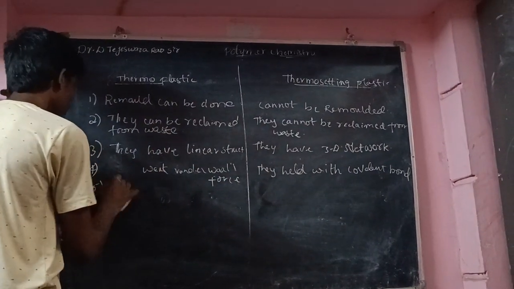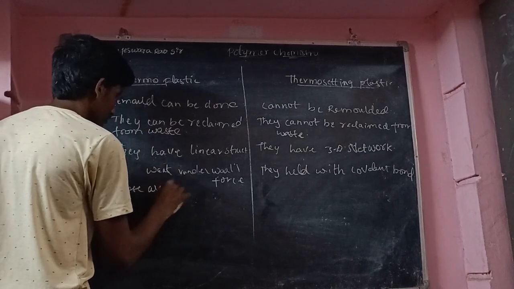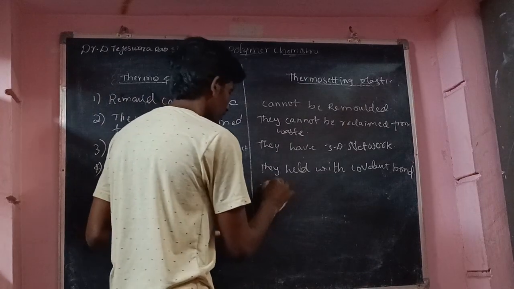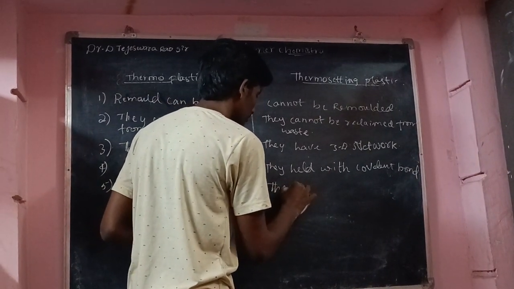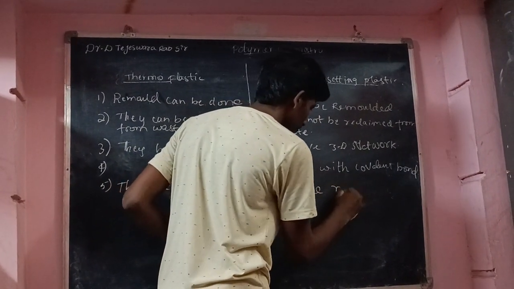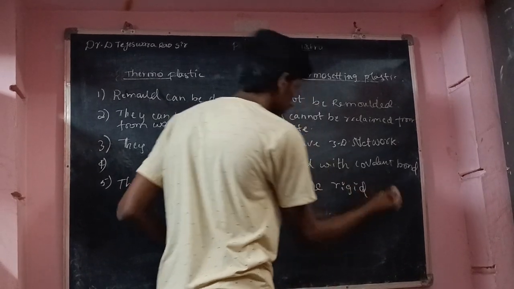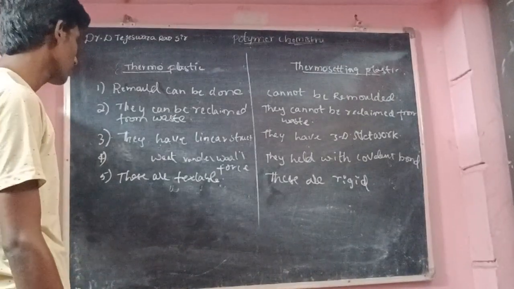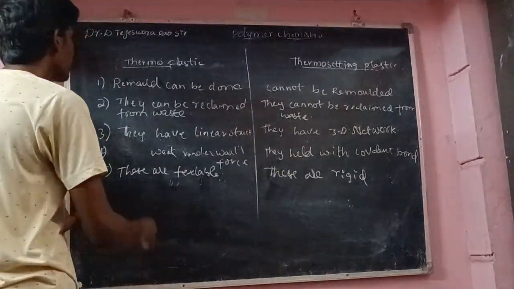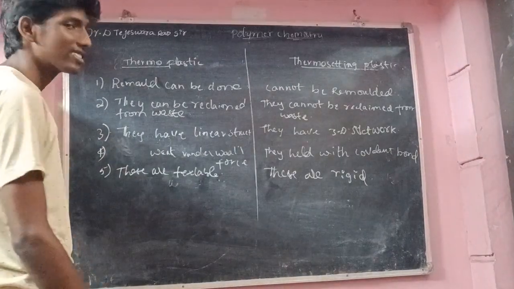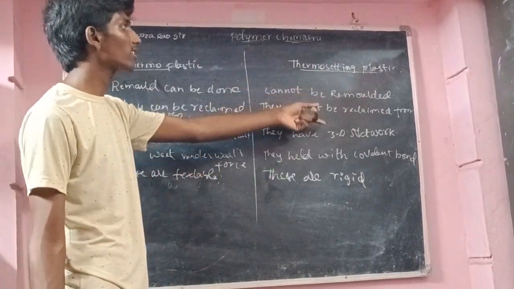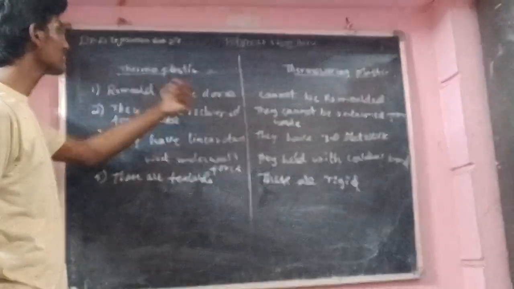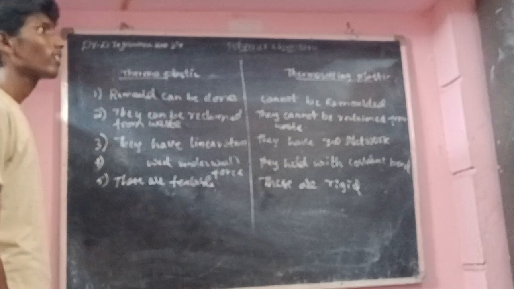These are flexible. These are rigid. They are flexible, they are rigid. The thermoplastic materials are tough and the thermosetting plastic materials are brittle. Okay.